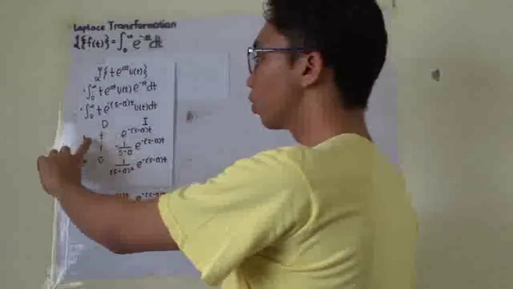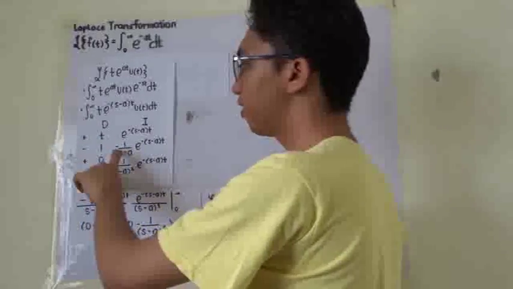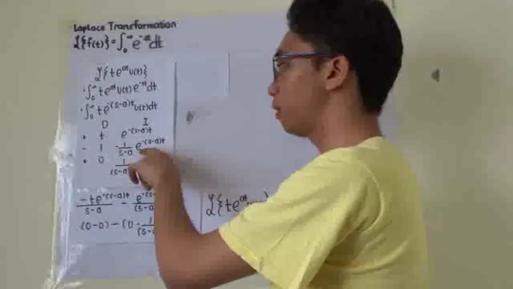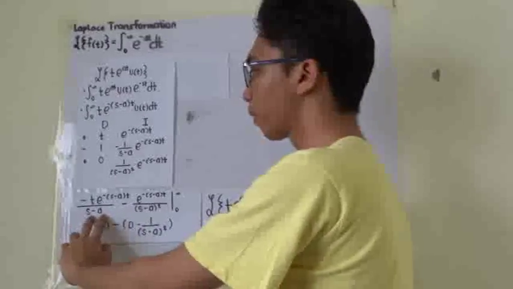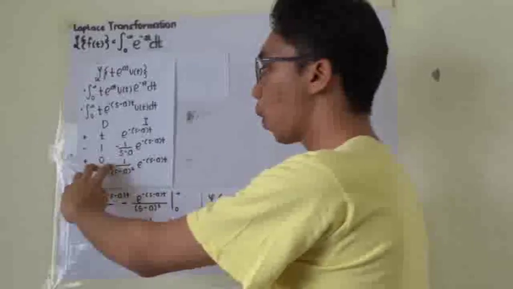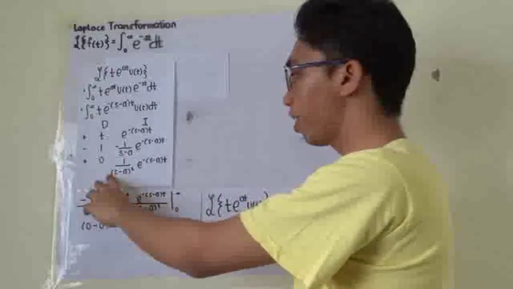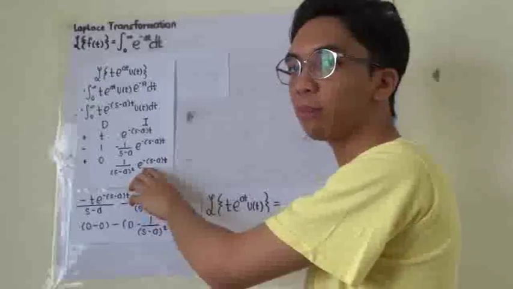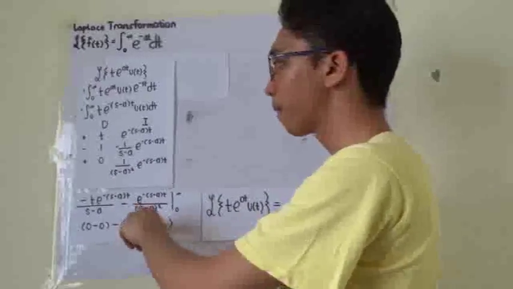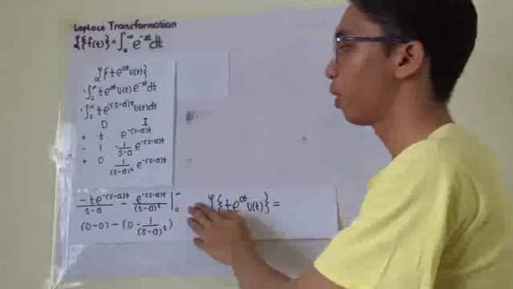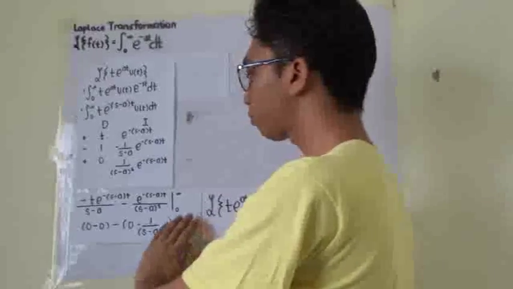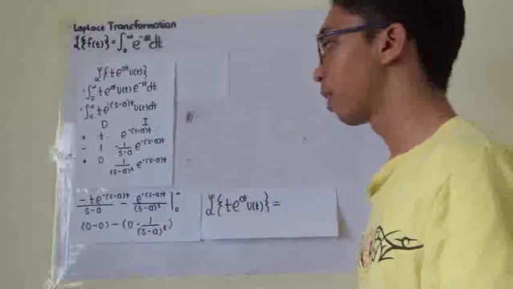And now we will combine the derivative and the integral parts as performed in our tic-tac-toe method. So we'll combine t times negative 1 over s minus a times e raised to negative s minus a t, and negative 1 times 1 over s minus a squared times e raised to negative s minus a times t. We have this in this form, and performing the limits of our improper integral, we'll have to substitute our limits.